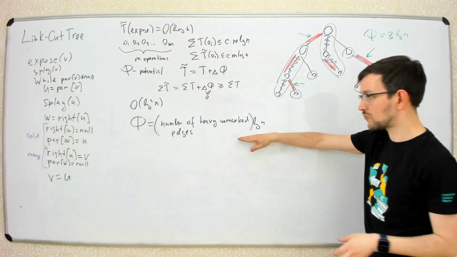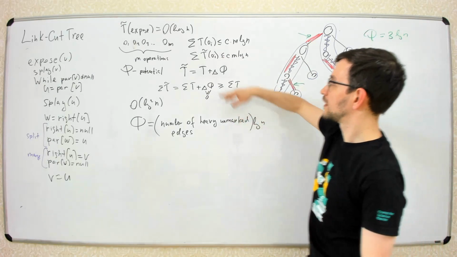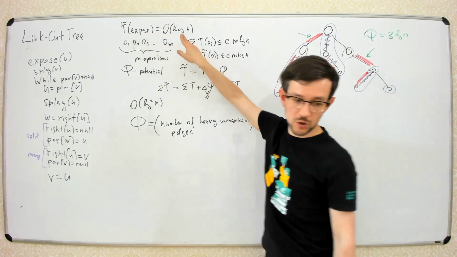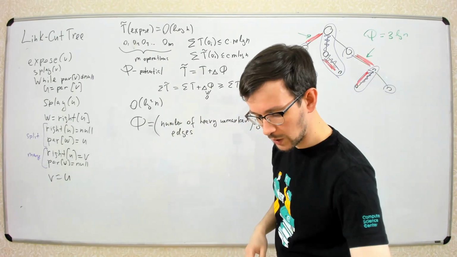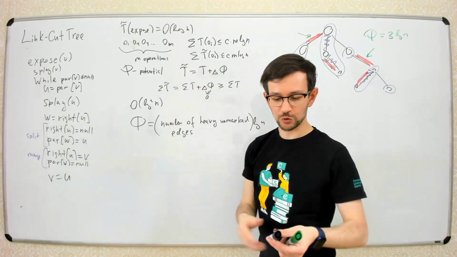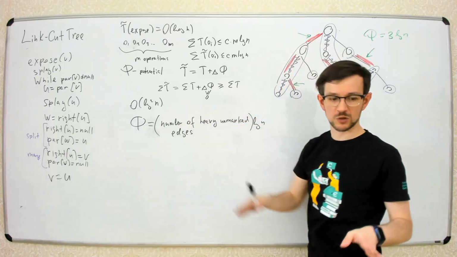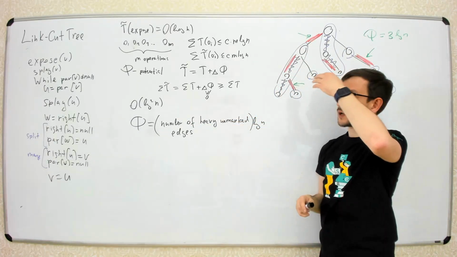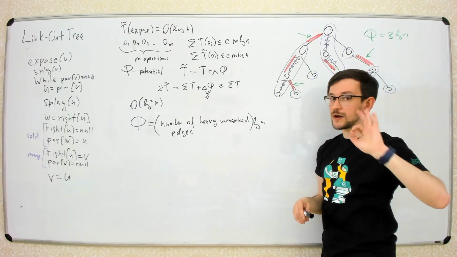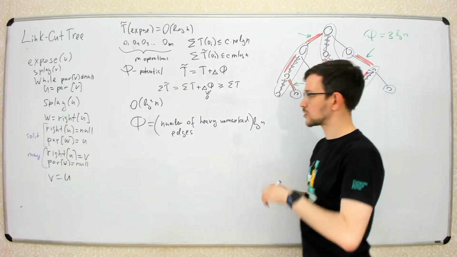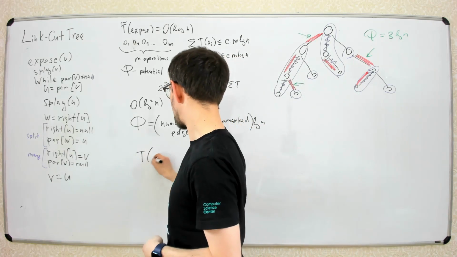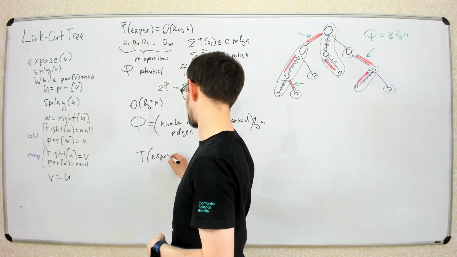Now, using this potential function, I will prove that the amortized time complexity is log squared right now. We will later upgrade it to log n, but now let's prove that it's log squared. How will we prove this? Very easy. Let's calculate the real time of this operation. So, what is the real time of this expose operation?